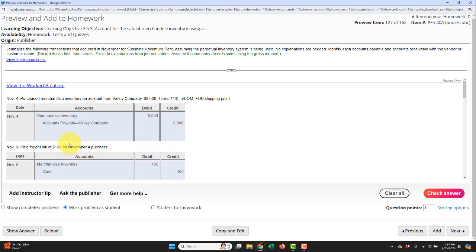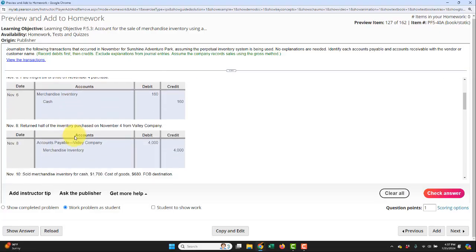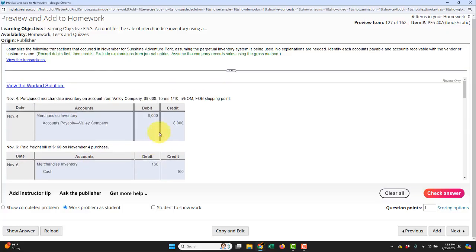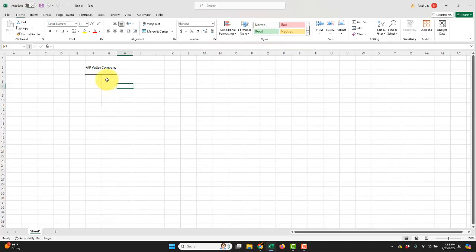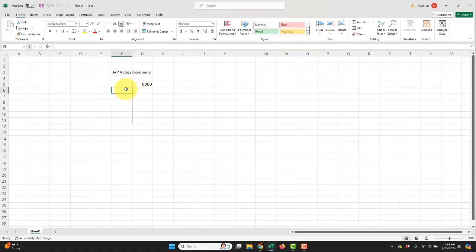But you have to really keep track of the returns, because if you remember, 4 days later, we returned some of it and we actually only owe this Valley company $4,000. So just to look at the T account, we originally had a credit of 8,000 and then we made some returns of 4,000. So at the time that we're paying off this account payable, the current balance is a $4,000 credit balance. So that's how much we're paying off.